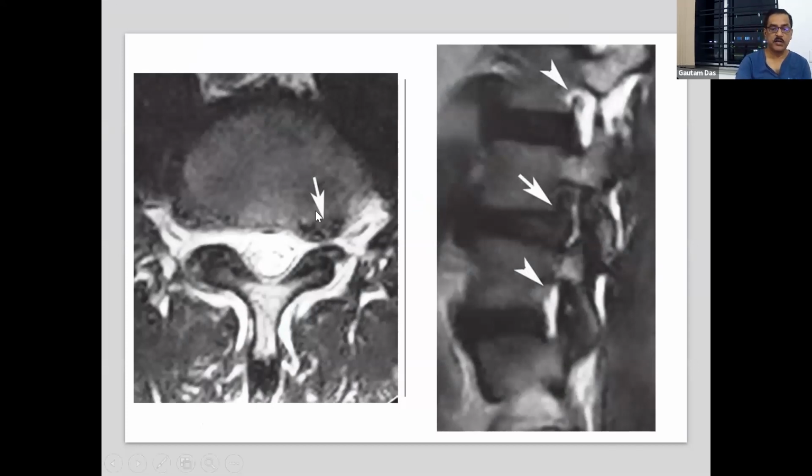Here you can see what kind of prolapse is this. This is your foraminal prolapse. So normally this will be presenting with the exiting nerve root compression. So you can see the same picture here. It is the exiting nerve root. So you can see this is the exiting nerve root, and this exiting nerve root is getting compressed by the prolapse disc.